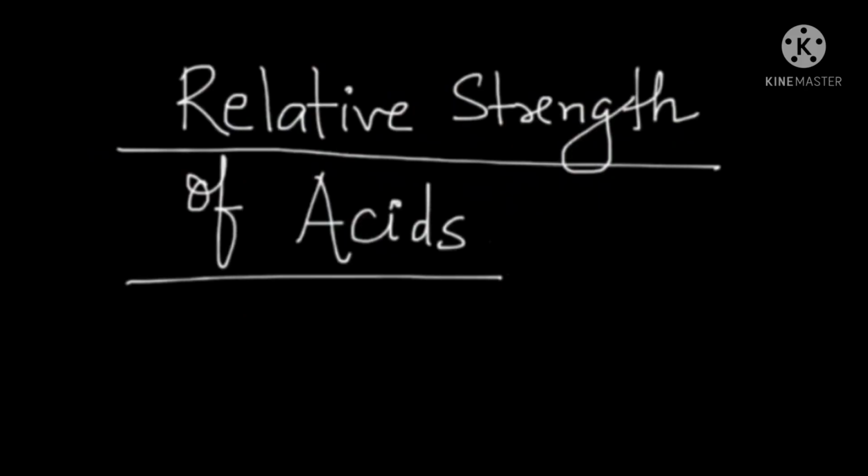Hey guys, now that we know how to decide the relative strength of bases, let's look at how to decide the relative strength of acids. And it's actually very simple. All you need to do is decide the order of their conjugate bases and it will give you the answer. Let's see how we do that with some examples right away.